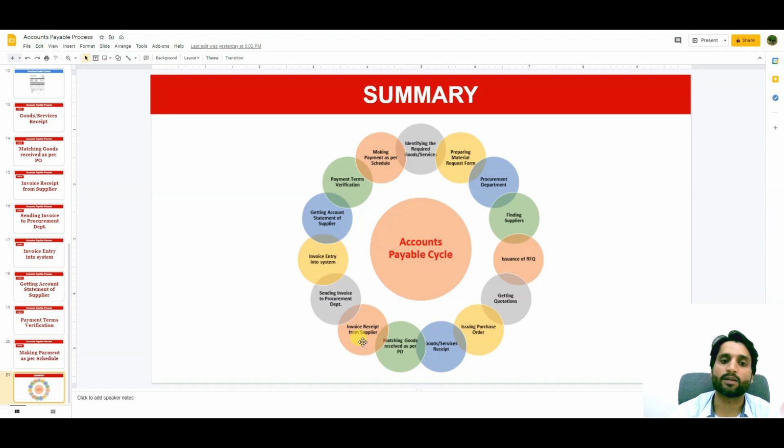After that, the supplier submits an invoice to our accounts payable department. So the accounts payable department sends the invoice to the procurement department to verify whether it is according to the purchase order or not. Then accounts payable enters the invoice into the system, and when the payment terms mature, the accounts payable department gets the account statement from the supplier, and they check whether the payment terms are verified, whether it is due or not yet. After that, they make the payment to the supplier.